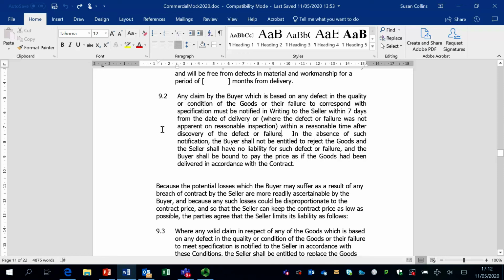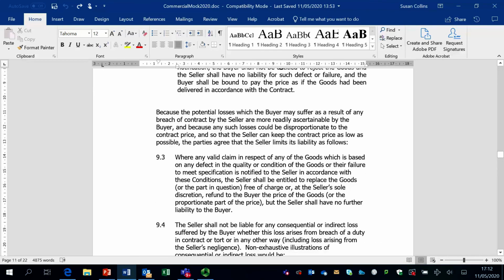So we need to know, was there a defect that was apparent on reasonable inspection? If so, did they notify within the 7 days? If it wasn't something that should have been apparent on reasonable inspection, did they notify within a reasonable time of discovering the defect? That's the kind of key things we need to know there. Then we've got clause 9.3 here. Note the rubric above, and we're going to come back to that a little bit later when we talk about UCTA, where any valid claim in respect of any of the goods is based on a defect.